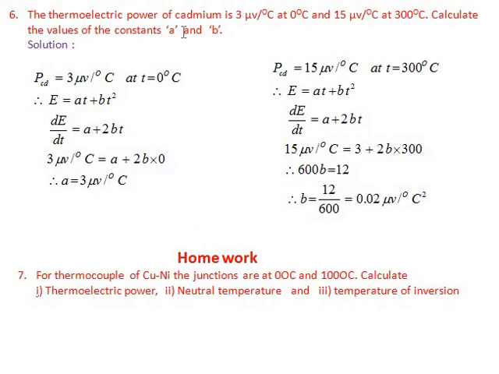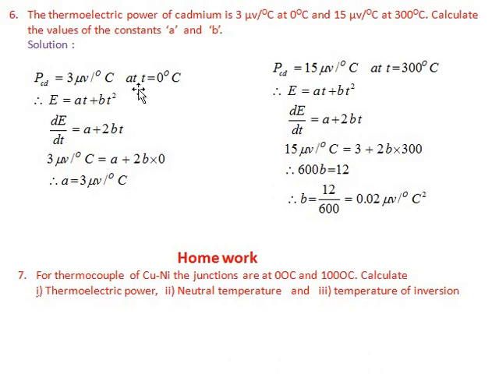Sixth problem: the thermoelectric power of cadmium is 3 microvolt per degree Celsius at 0 degree Celsius and 15 microvolt per degree Celsius at 300 degree Celsius. Calculate the values of the constants A and B. We know the equation of EMF, E is equal to AT plus BT square, where A and B are the Seebeck constants we have to find. So differentiate this with respect to T, dE by dT is equal to A plus 2BT.